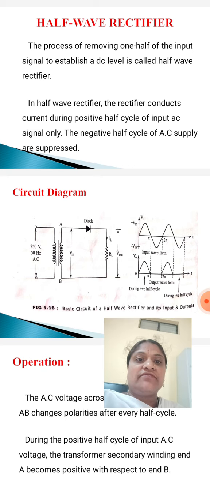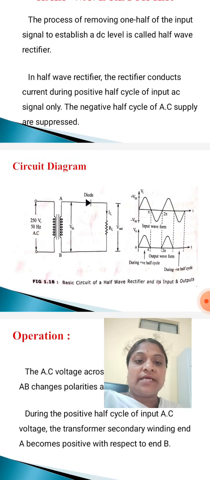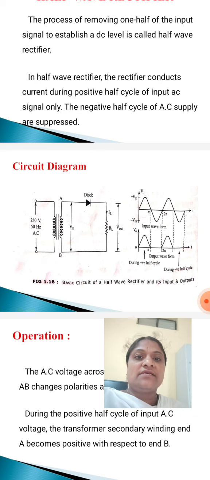In this rectifier, the rectifier conducts current during the positive half cycle of input AC signal only. So what about the negative half cycle? The negative half cycle of AC supply is suppressed. Okay. So half wave means we apply only one half cycle, that is the positive half cycle. It conducts current.